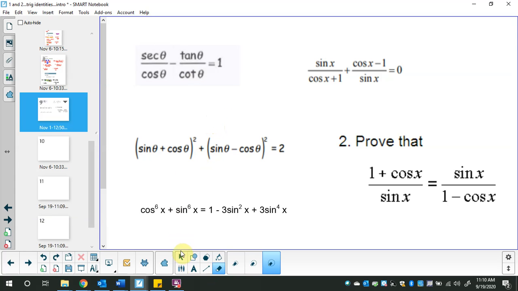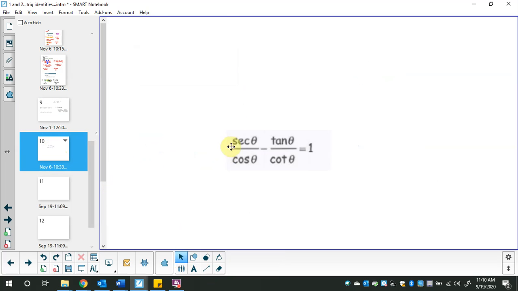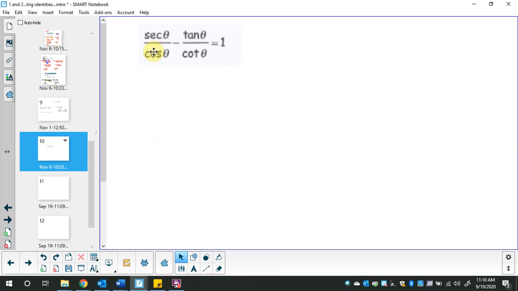I am going to choose to start to work with this one first, so I'm going to move it to a new spot and we'll work on it. I'm going to keep my thetas. I quite like them. I'm going to go back to red for fun.